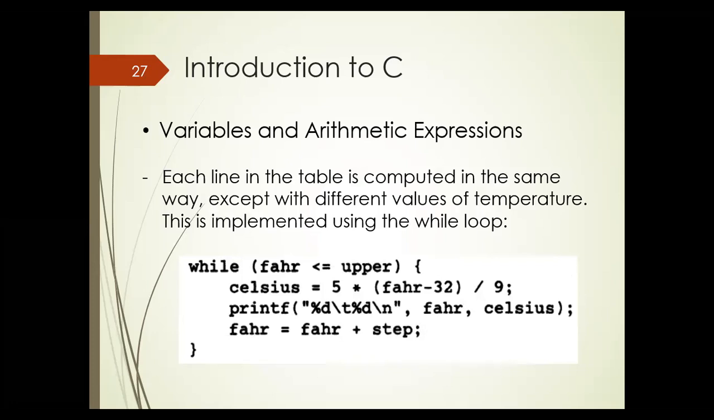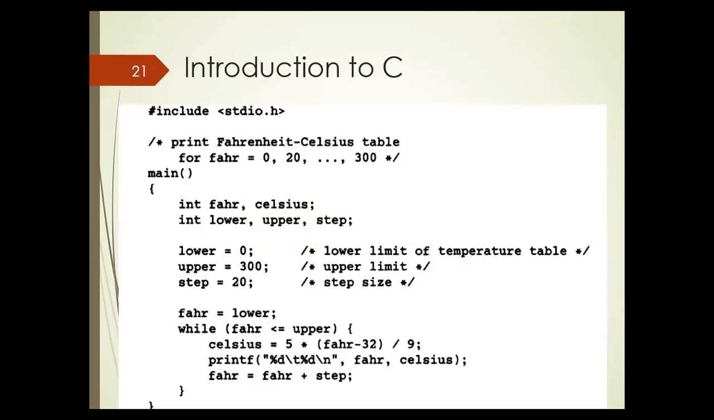Each line in the table is computed in the same way, except with different values of temperature. This is implemented using the while loop. If you go back to the main program, it will be clearer. You can see here we're declaring all our variables, here we are defining them, and then we say FHR, which is the variable we're using at this point, all our integers.